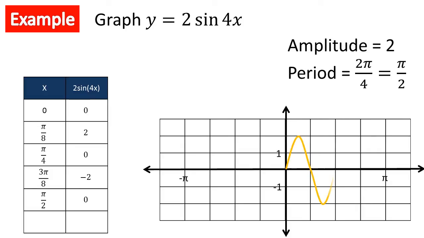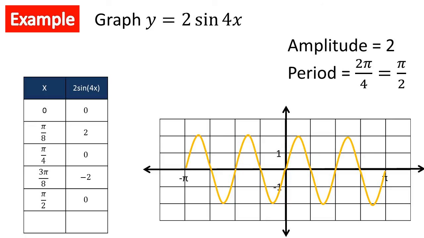So the graph looks like this. You notice that it goes from 0, 0 to pi over 8, 2, because each tick mark in this case is pi over 4. It comes back down to pi over 4, 0, then to 3 pi over 8, negative 2, and then pi over 2 back to 0. And that's, of course, going to repeat. It's going to repeat going the other way as well. So that's the graph of the function 2 sine 4x.